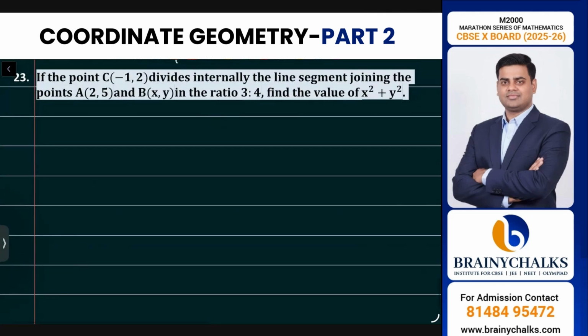Next question. If the point C (minus 1, 2) divides internally the line segment joining the points A (2, 5) and B (x, y) in the ratio 3:4, find the value of x square plus y square. So let the coordinates of A be (2, 5) and B (x, y), the ratio 3:4. C is a point (minus 1, 2) that divides in the ratio 3:4. Fine.